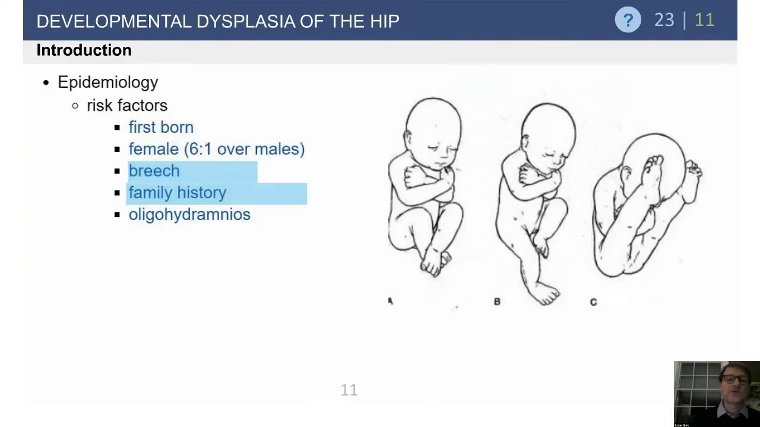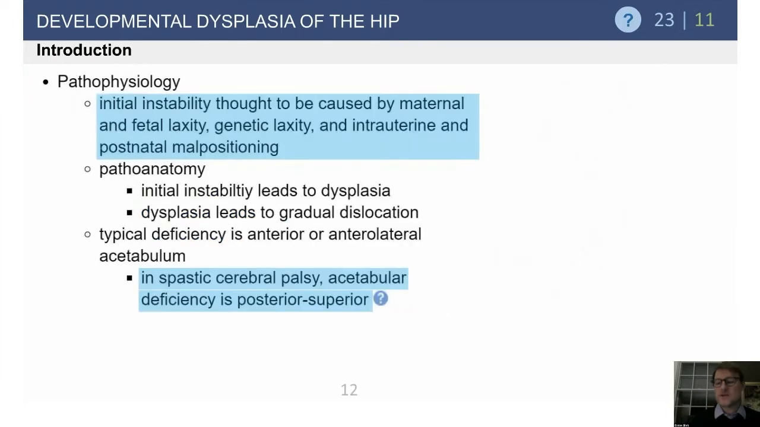It's bilateral in 20%. The risk factors are firstborn, female, breech, family history, and some sort of packaging issue in the uterus or low fluid. So if you look at people that are most at risk, it's firstborn females, and breech and family history are a close second.